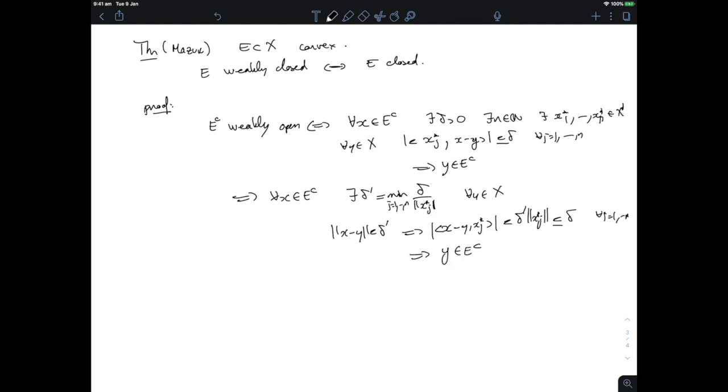So what have we proven? We've proven that for every x in E complement, the ball, in the sense of the norm topology, centered at x and of radius delta prime is included in E complement. So we've exactly proven that E complement is open for the norm topology. Cool, so that proves one direction.